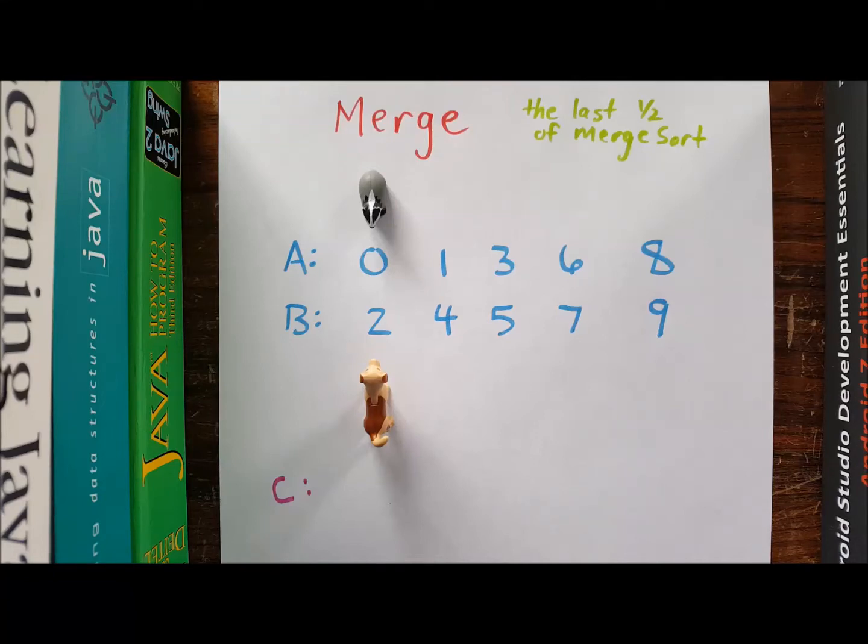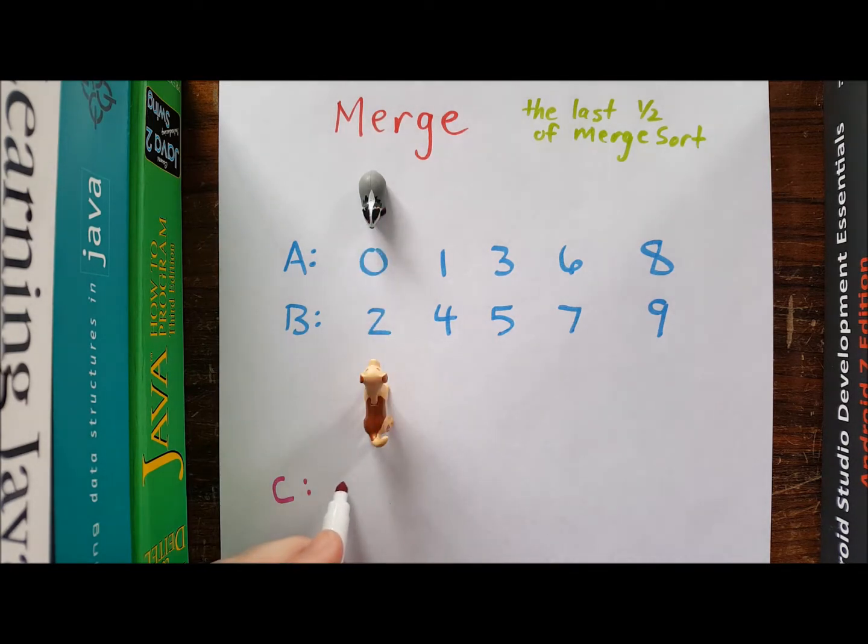I want to talk about the last half of merge sort, which is the merge algorithm. That's where we take two sorted arrays and put them together to form an array that is also in sorted order. We have a variable that tracks where we are in each array, and we compare the numbers at those two spots to see which one's smaller.